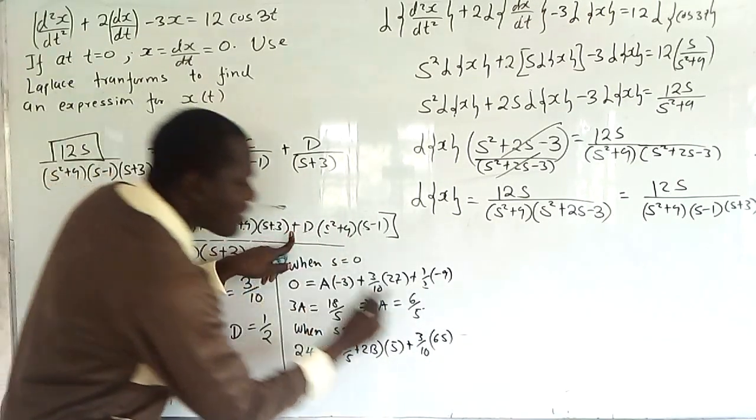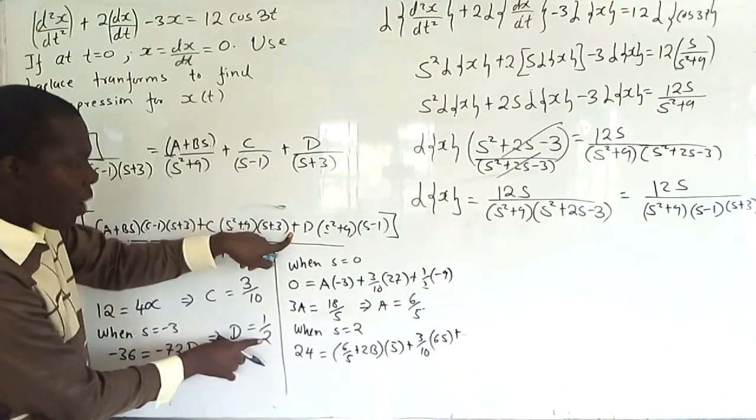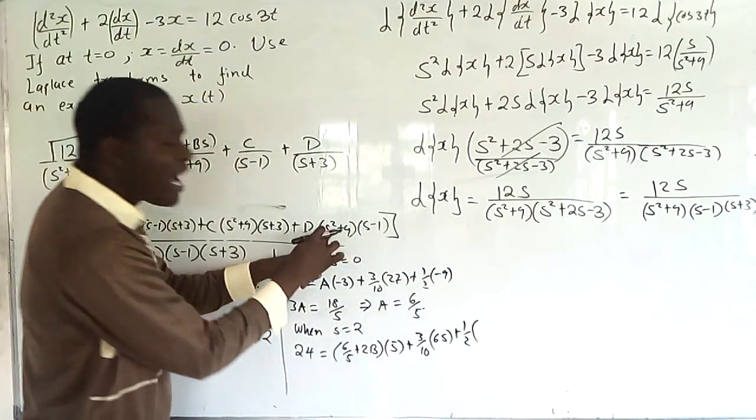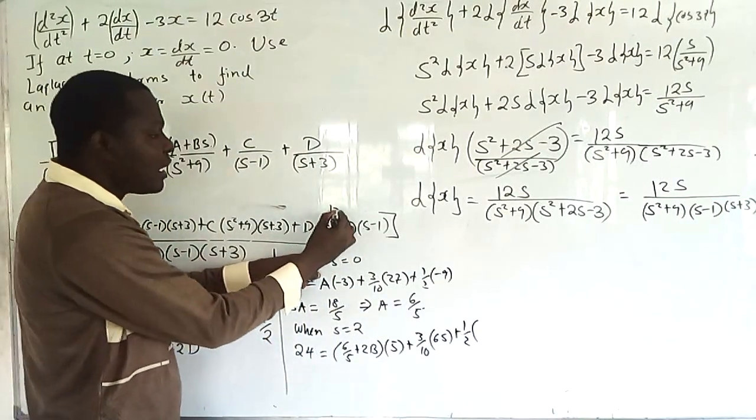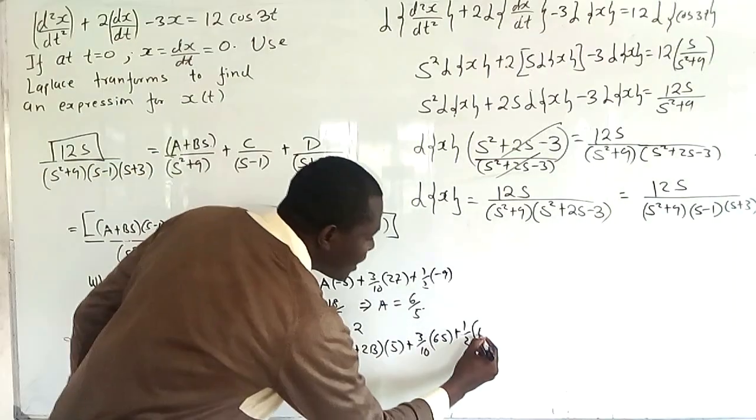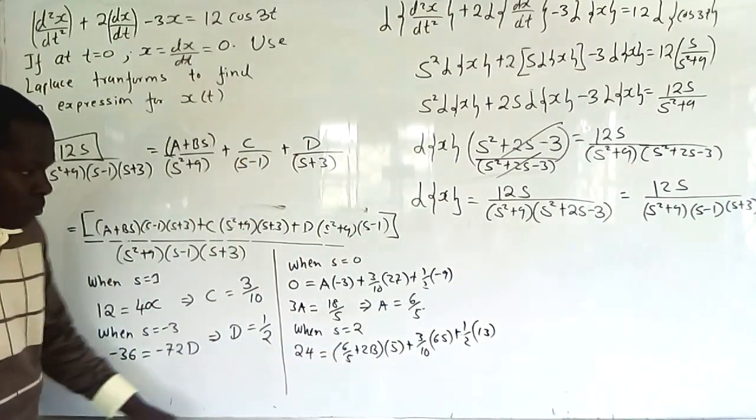Yeah. We move here, plus D. What is D? 1 over 2. Then S squared, 2 squared is 4 plus 9, that is 13. 2 minus 1 is 1. 13 times 1 is 13. Can you use a calculator?